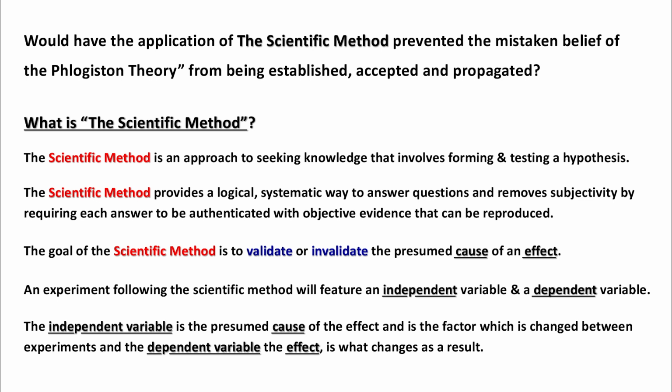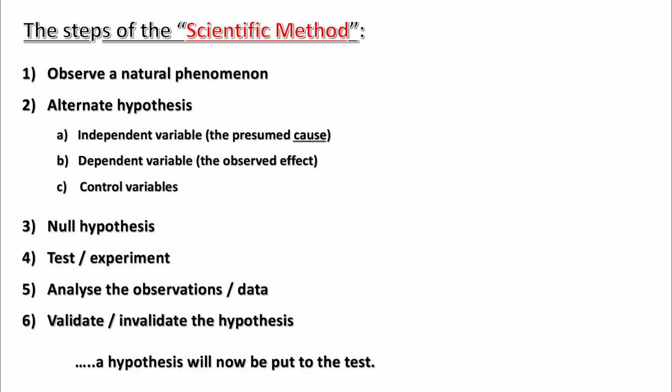An experiment following the scientific method will feature an independent variable and a dependent variable. The independent variable is the presumed cause of the effect and is the factor which is changed between experiments, and the dependent variable, the effect, is what changes as a result. The steps of the scientific method.